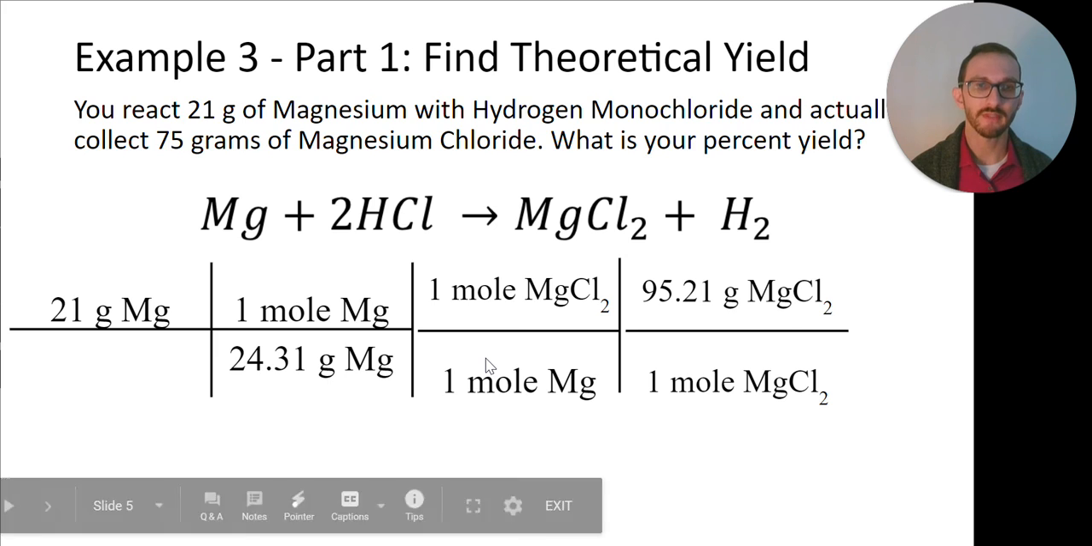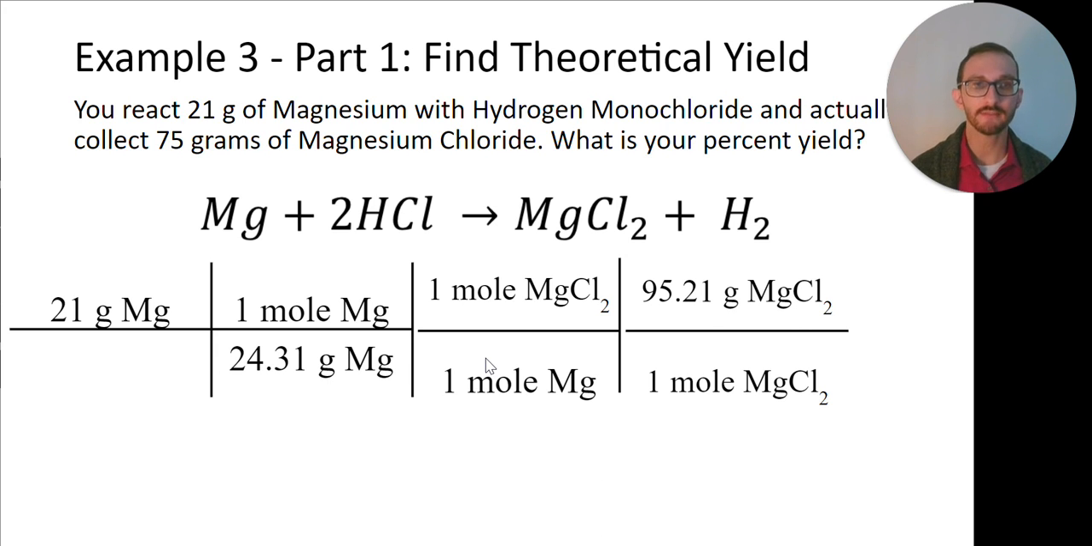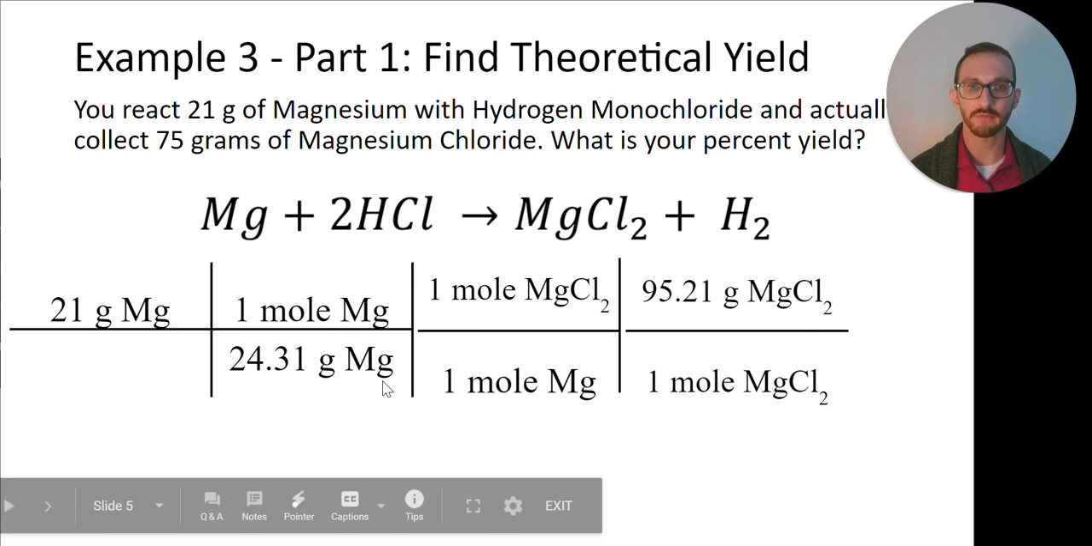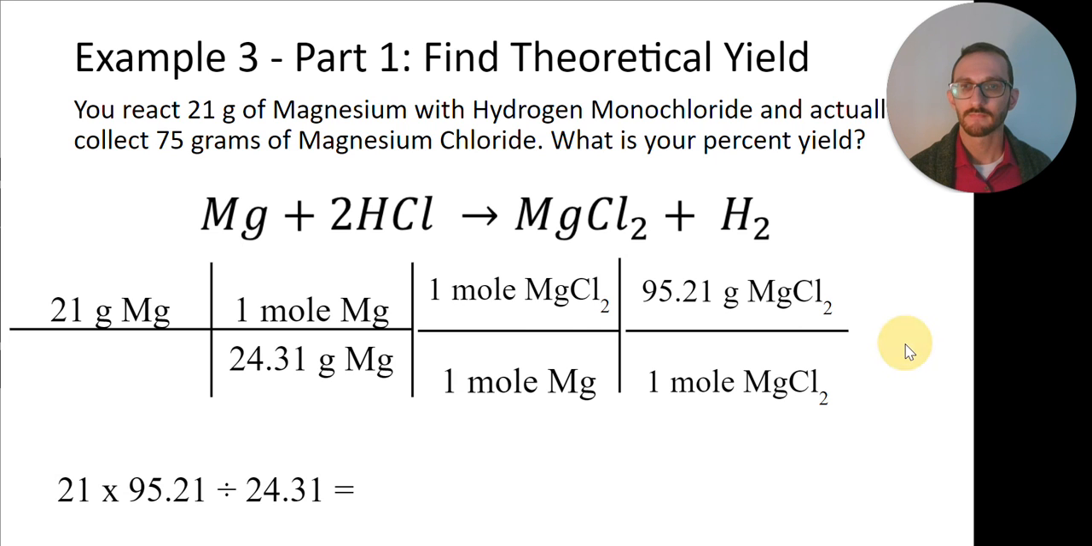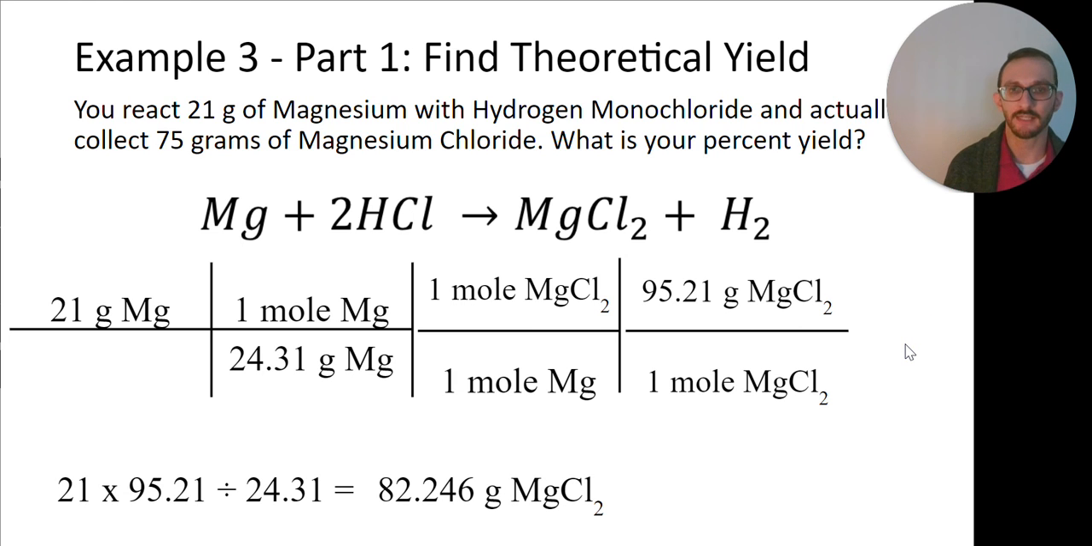Our final ratio would be the molar mass of magnesium chloride. So we would go to the periodic table, we would add up 1 magnesium and 2 chlorines. In our calculator, we would multiply the numbers in the numerator, 21 and 95.21. We would also divide by the numbers in the denominator, 24.31. And we would get out of our calculator 82.246 grams of magnesium chloride.